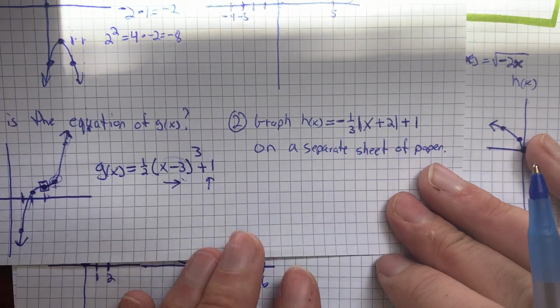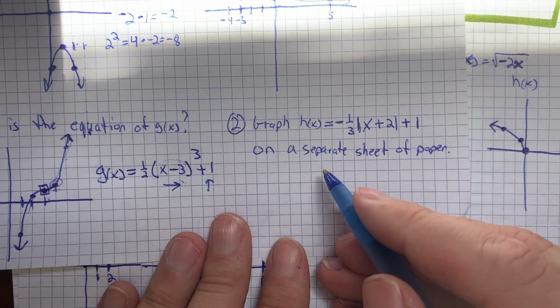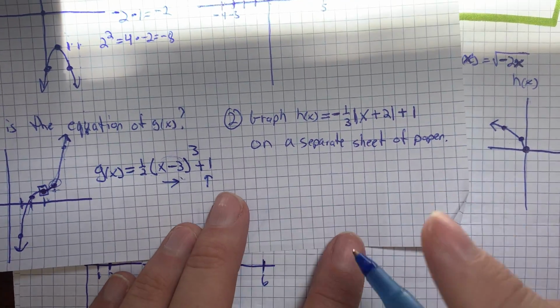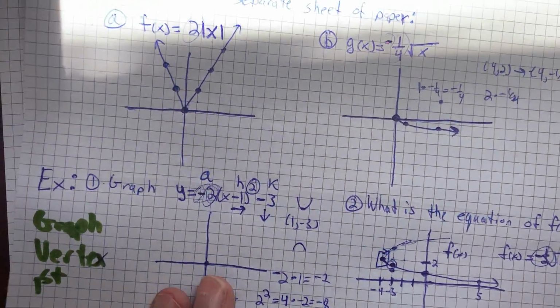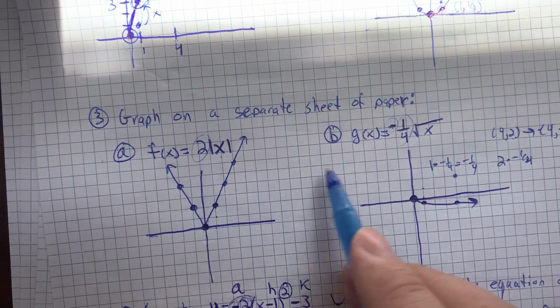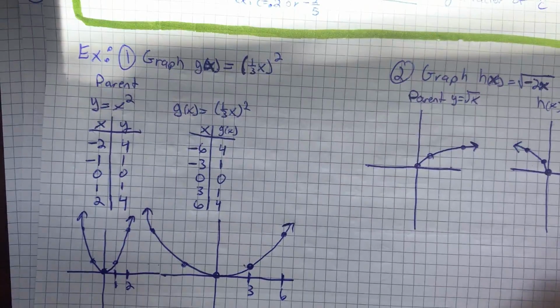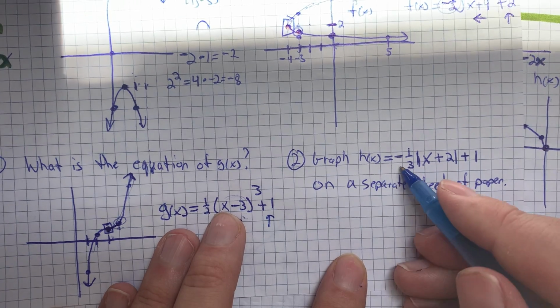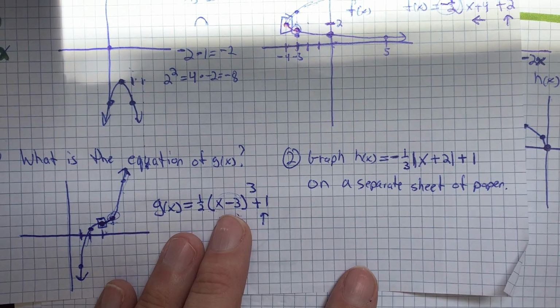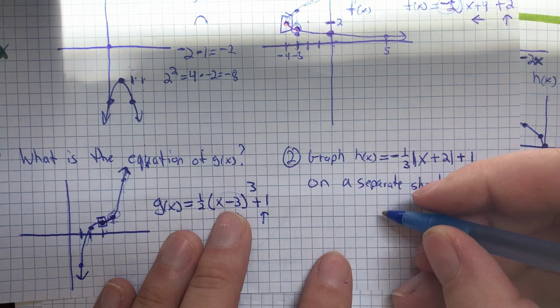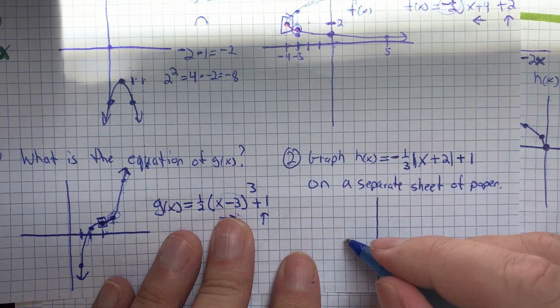Okay, now this is your third graph that you're going to graph on a separate sheet of paper. So on your separate sheet of paper that you already graphed these two, you're going to be graphing on that same sheet of paper. You're graphing h of x equals -1/3 absolute value of x plus 2 plus 1. So hopefully you did well. We'll see.